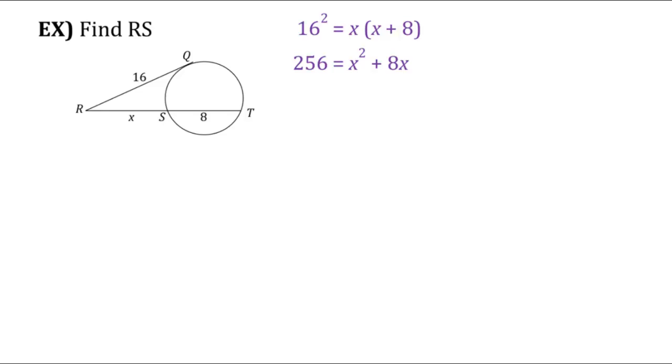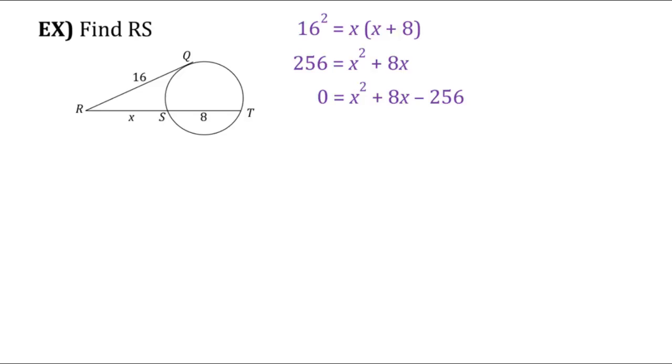In this case, we can't just cancel away the x squareds like we have in the other problems because we only have one of them, which means we're going to need to solve our quadratic. So we have to have everything on one side. So I'm going to subtract the 256 to end with 0 is equal to x squared plus 8x minus 256.